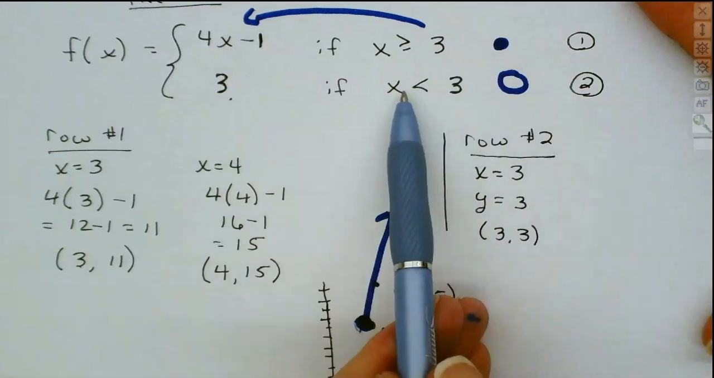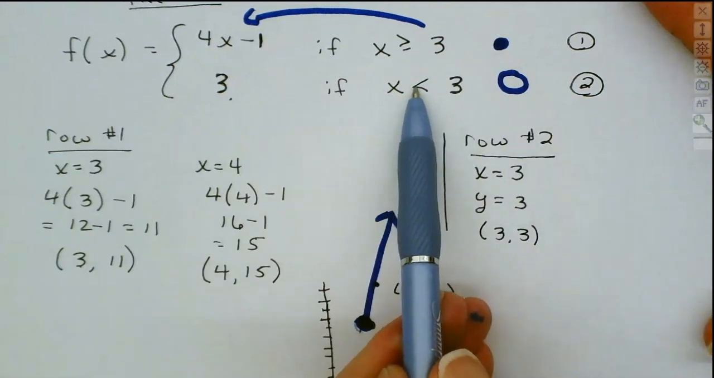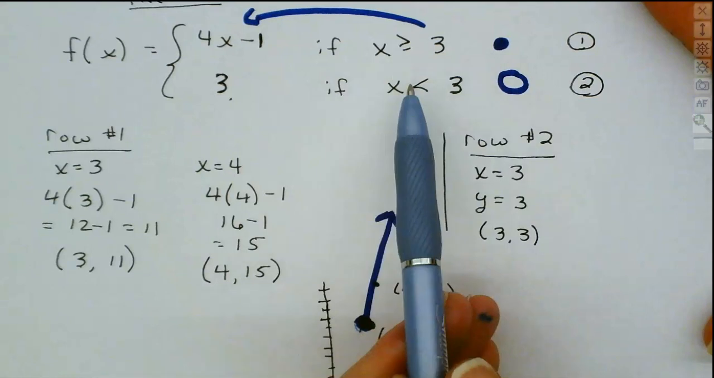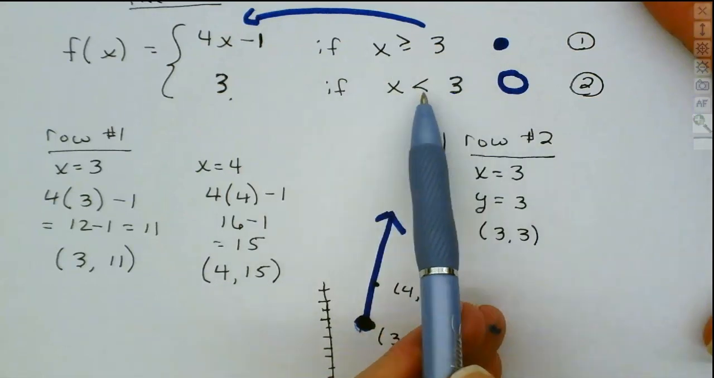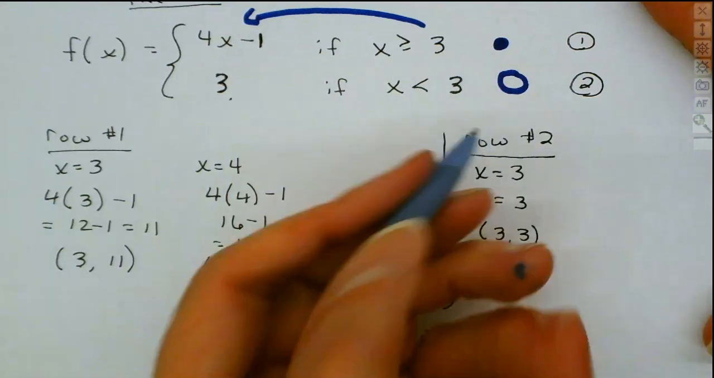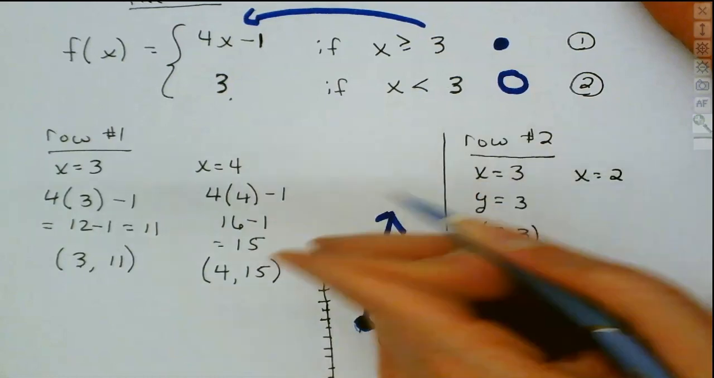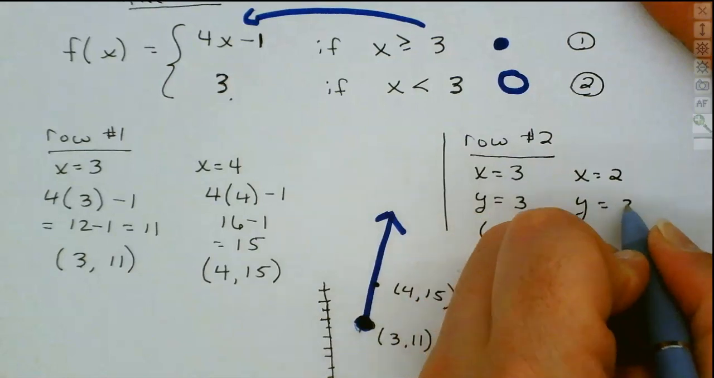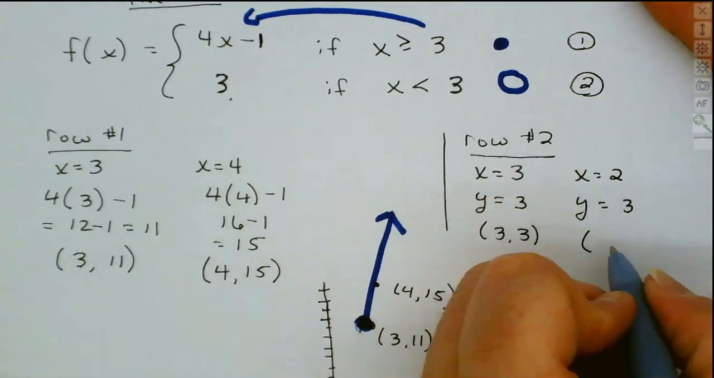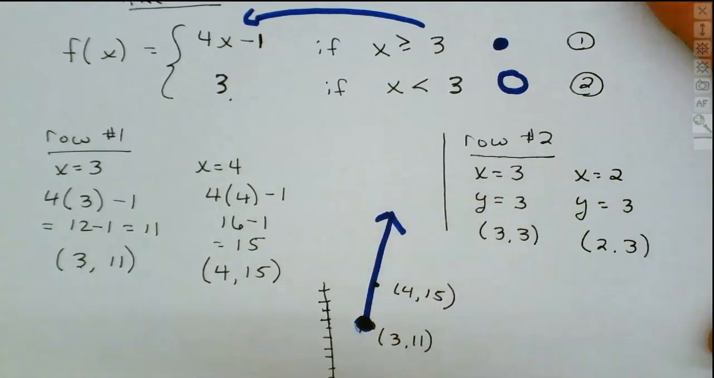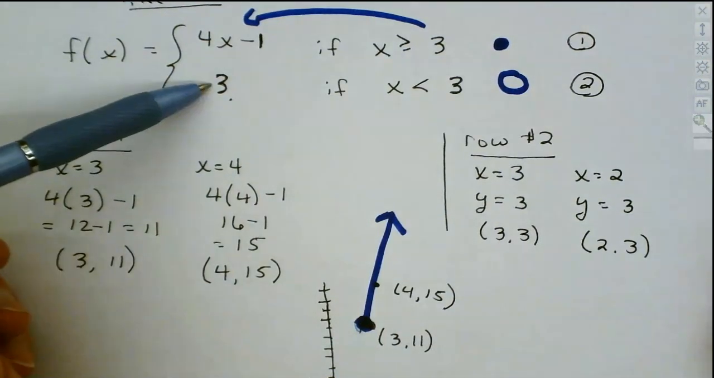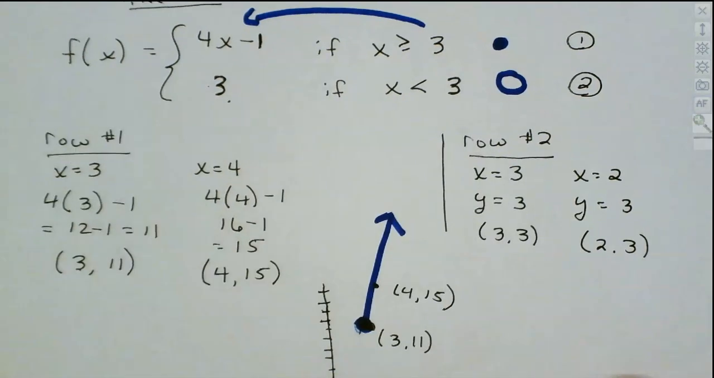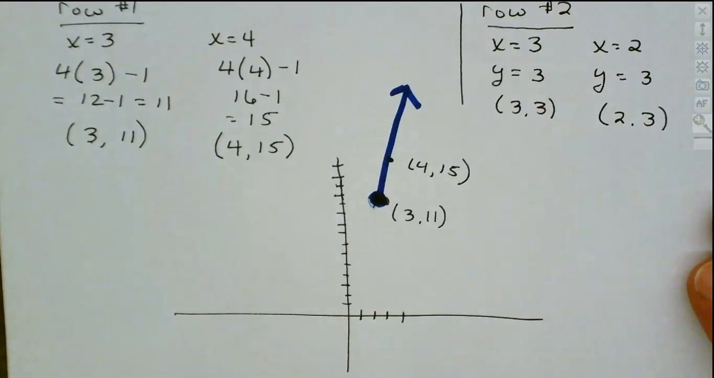Now, what do we need here for the second row? We need numbers that are smaller than 3. So what's a number smaller than 3? How about 2? And if I plug in 2, what do I get out? 3. So what's my next point? (2, 3). Now this is going to make a horizontal line because that is a constant function. It's stuck at 3.